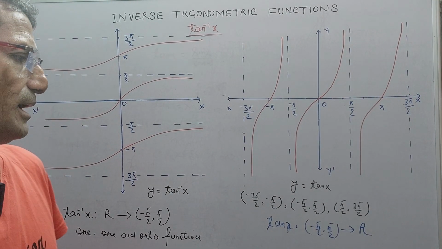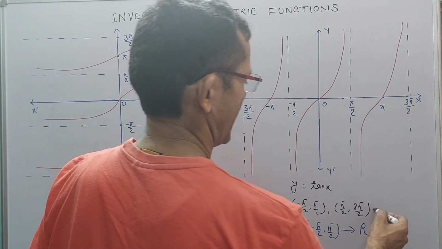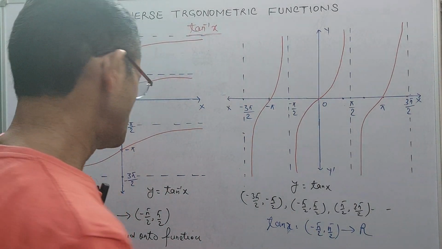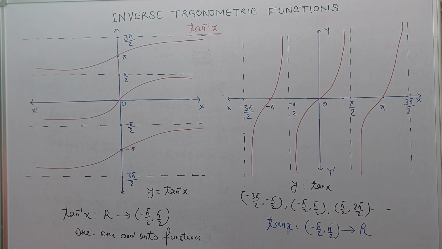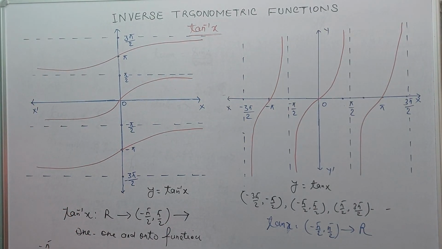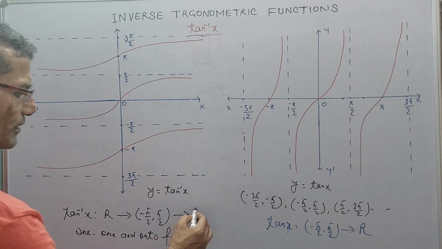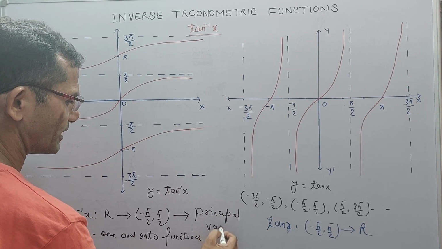We have taken this particular interval, but we can also take this interval and this interval, and so on. For these intervals, the tan inverse function and tangent function will be one-one and onto. So this is the particular case, and this interval is known as the principal value. Minus pi by 2 to pi by 2 is known as the principal value branch of the tan inverse function.